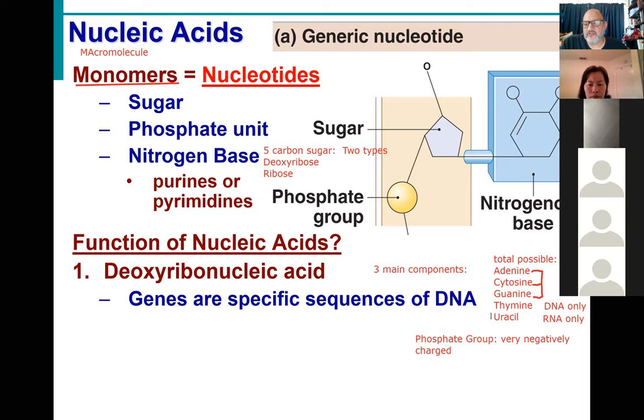So not only are DNA and RNA different in which sugar they use, obviously DNA uses deoxyribose and RNA uses ribose for their sugar, but they're also going to be slightly different in which nitrogen bases they use. So you are correct. They are different structurally that way.